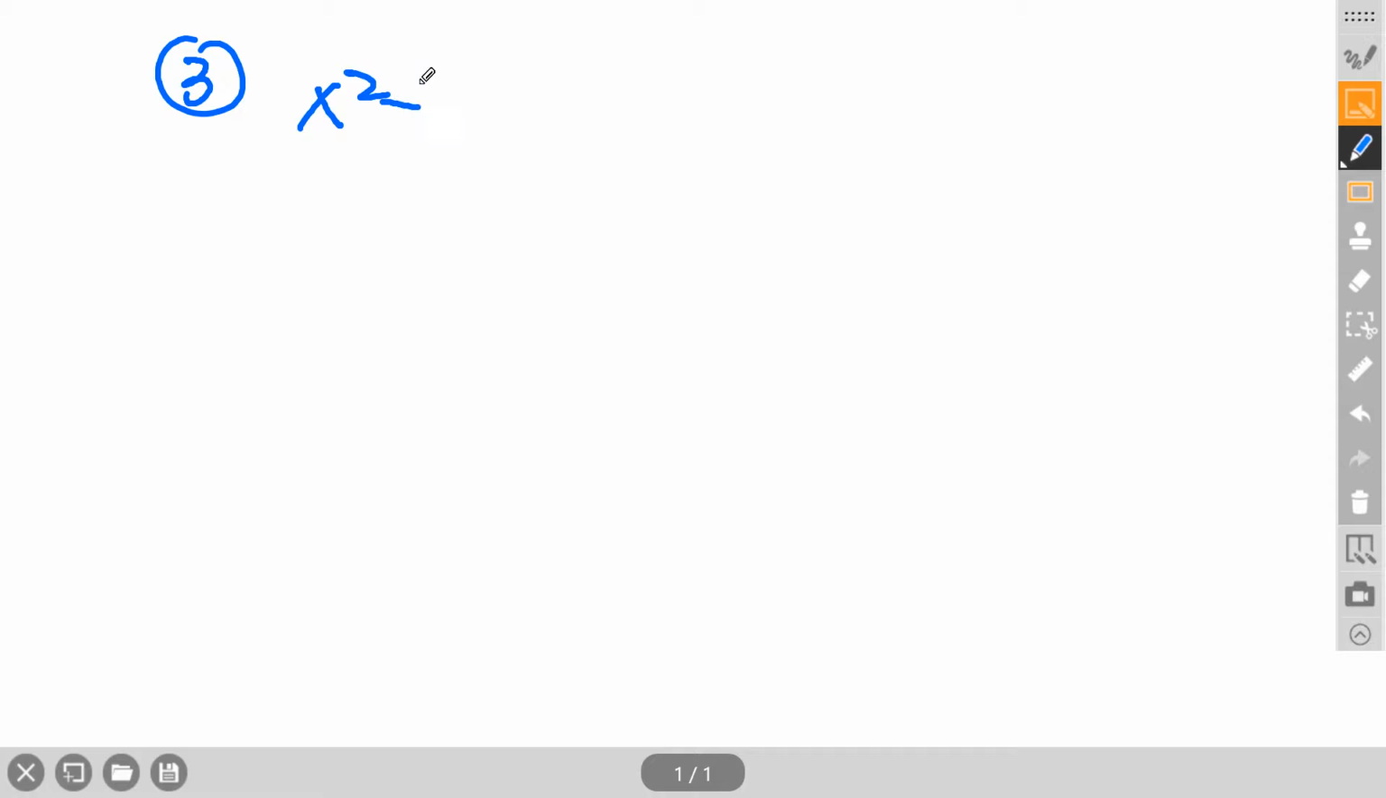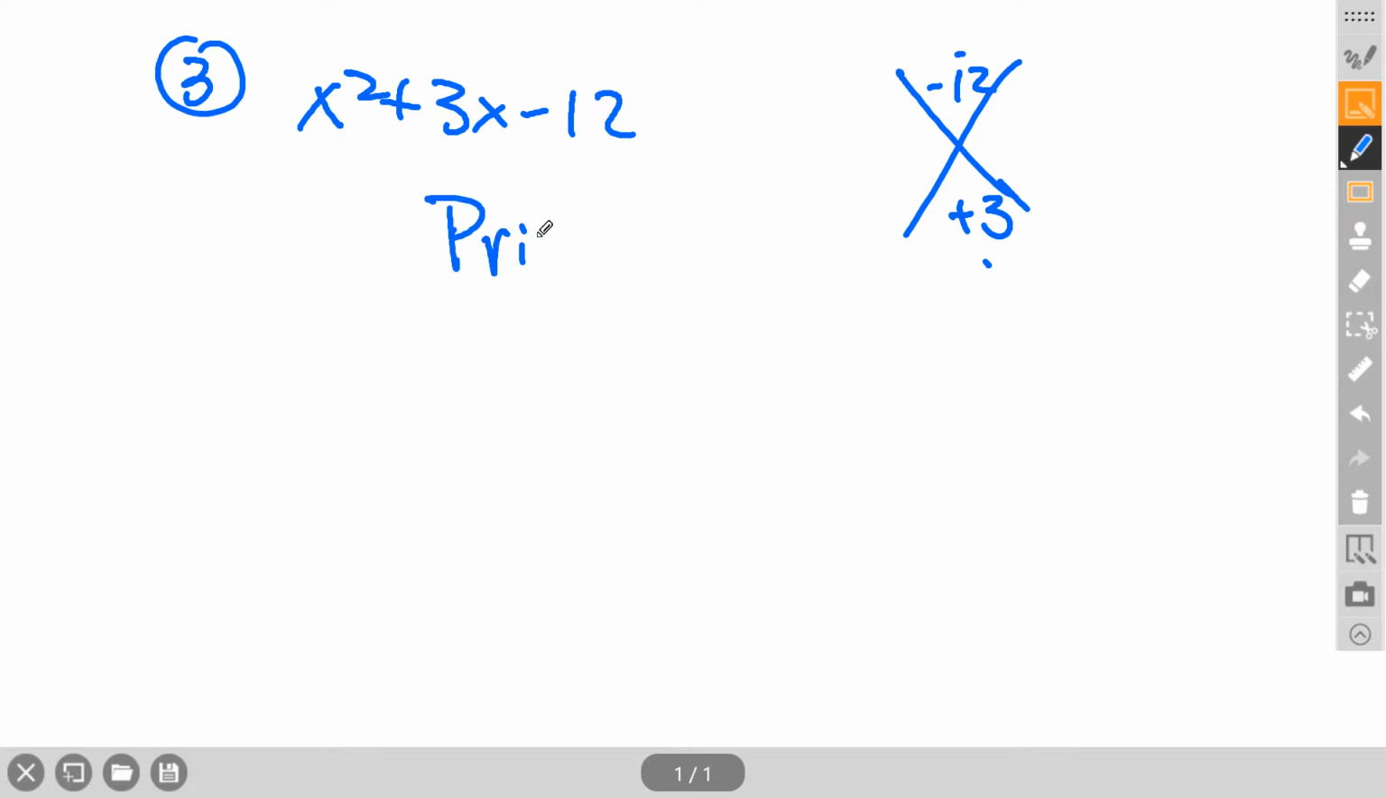Number 3, x squared plus 3x minus 12. A times c is negative 12, b is positive 3. The two numbers I'm looking for don't exist. All right, there's nothing that multiplies to negative 12 and adds to positive 3. So this actually cannot be factored, and things that can't be factored are considered prime. So number 3 is prime.